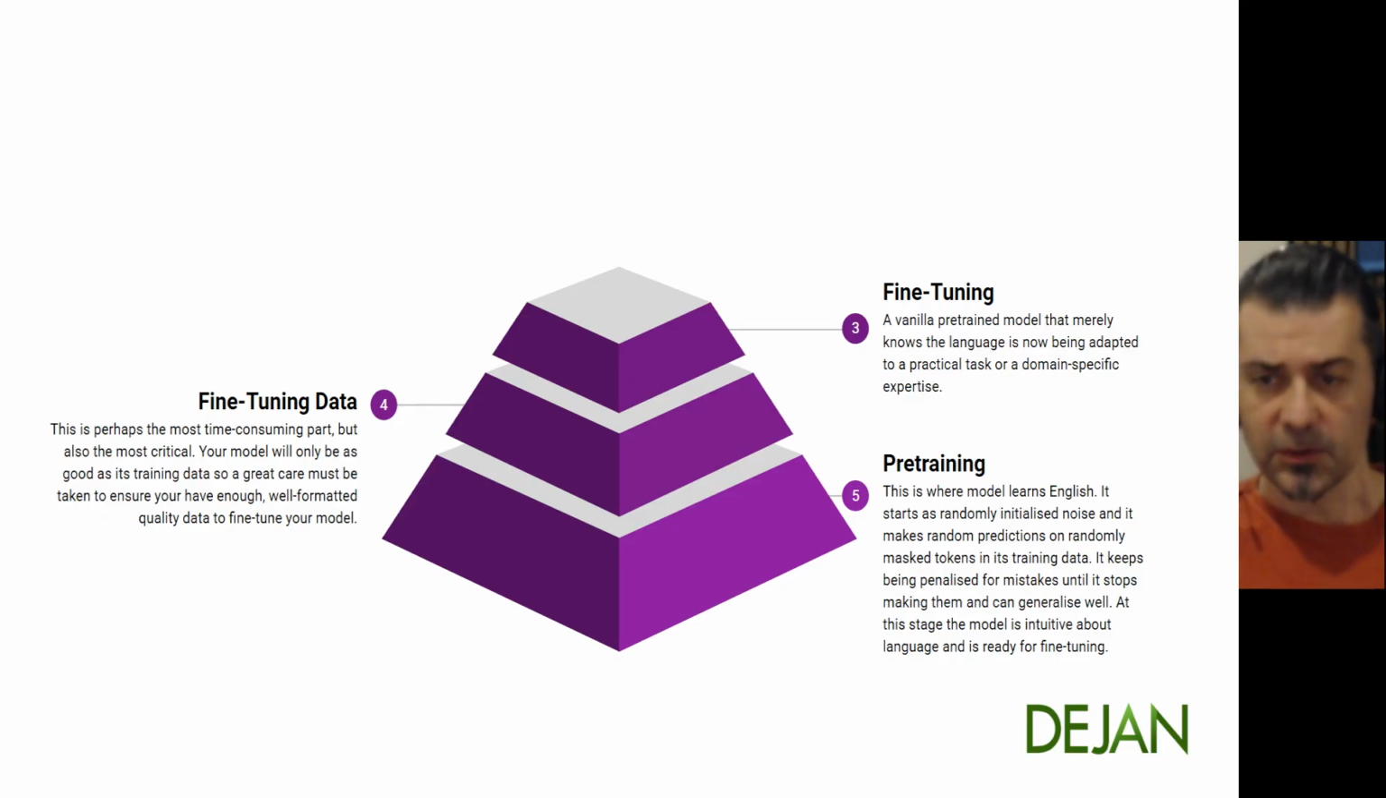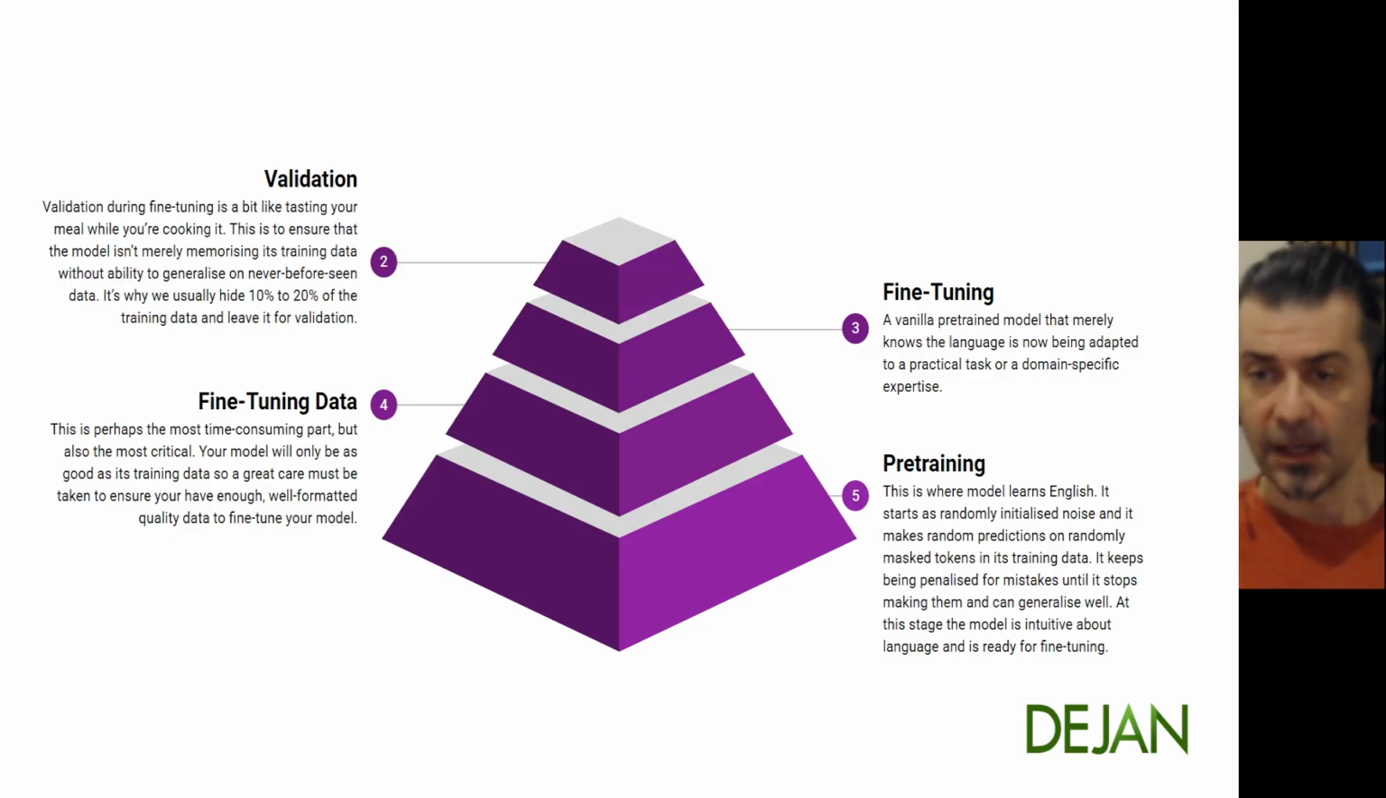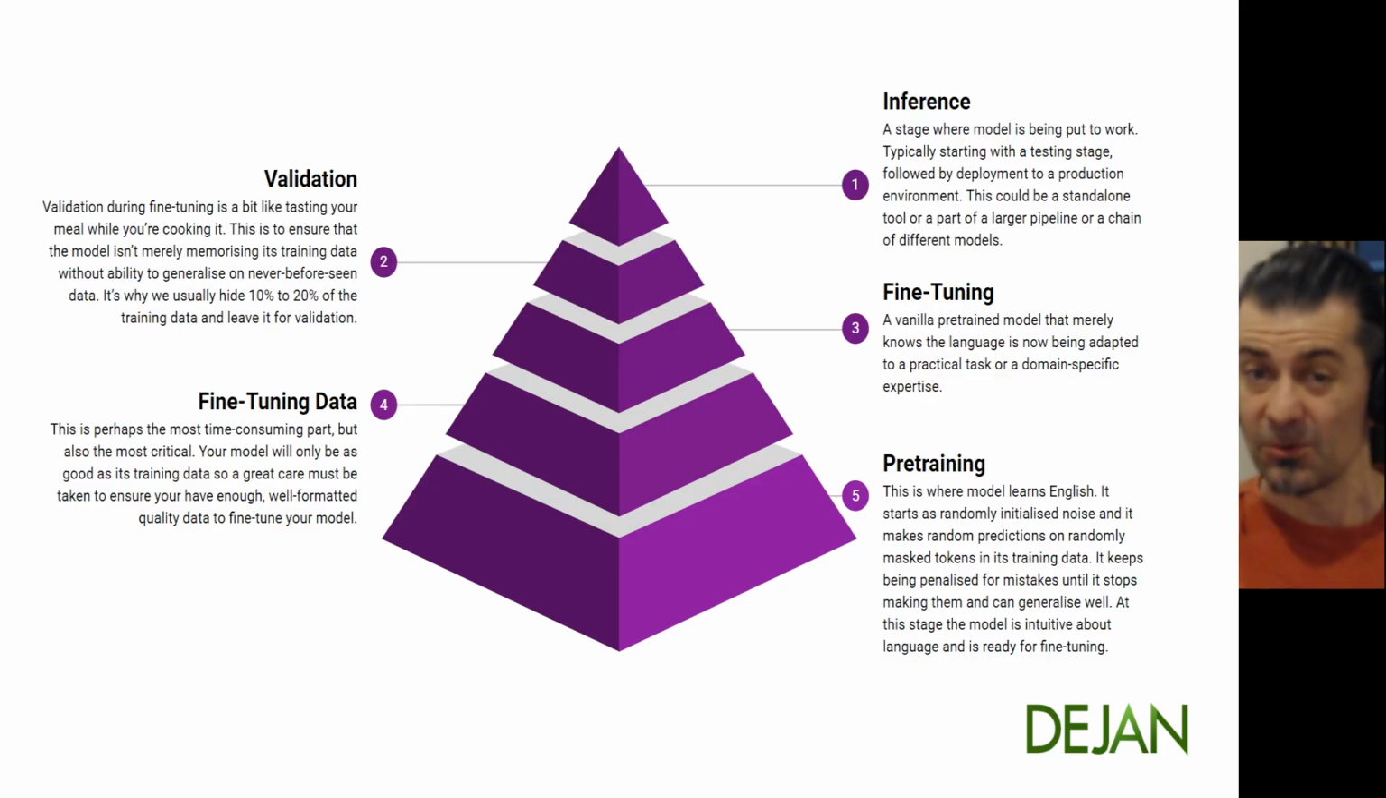So the fine-tuning process is based on the fine-tuning data, and data generation is really most of the work, I would say. Once you fine-tune the model, you validate it, and you run inference. Basically, you crank it up and you run predictions using the model that you've just fine-tuned.